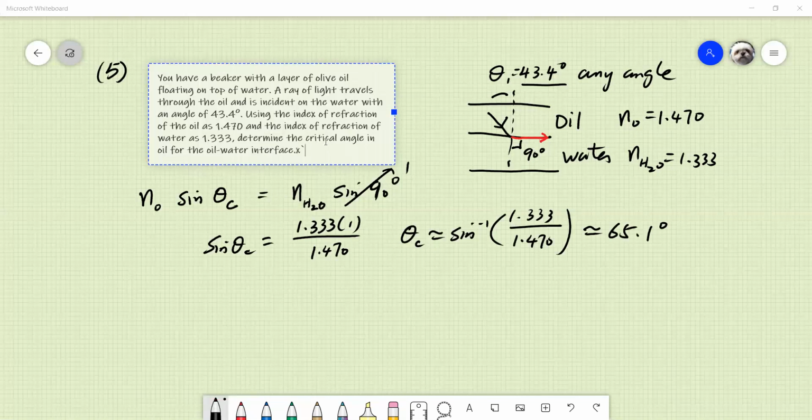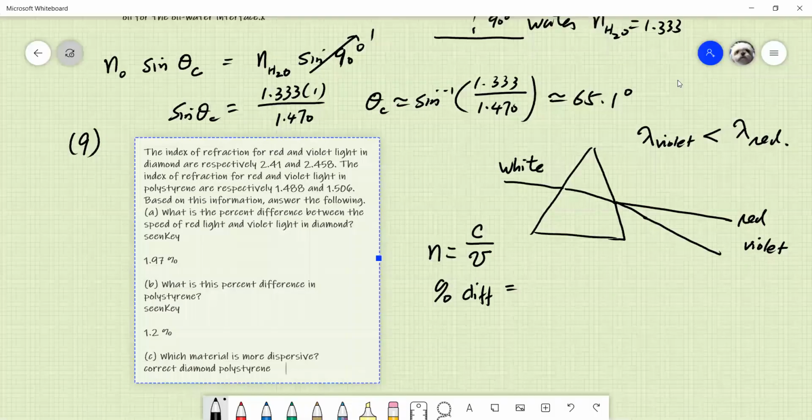Now I'm going to do a couple more before we move on to the next topic here. Let me see whether I did the numbers. So I just plug in the number.